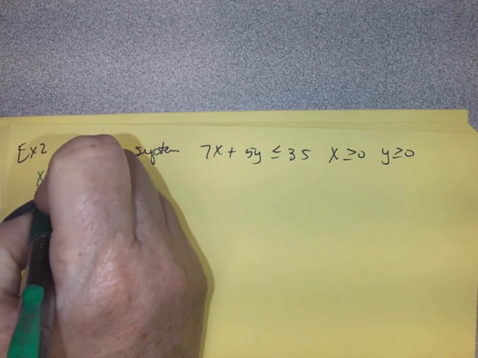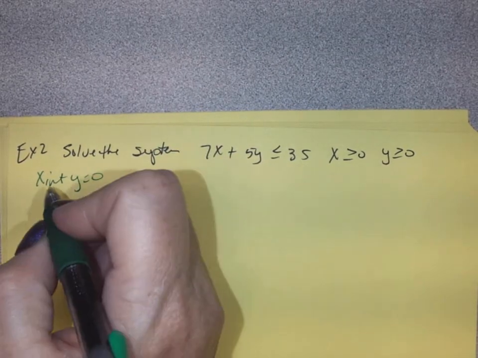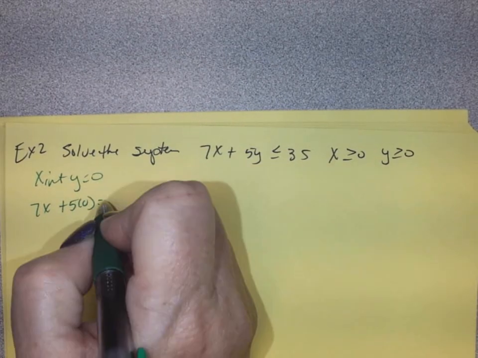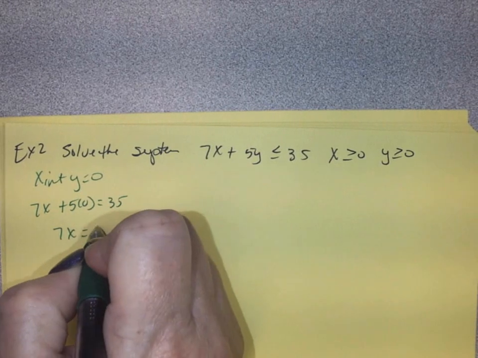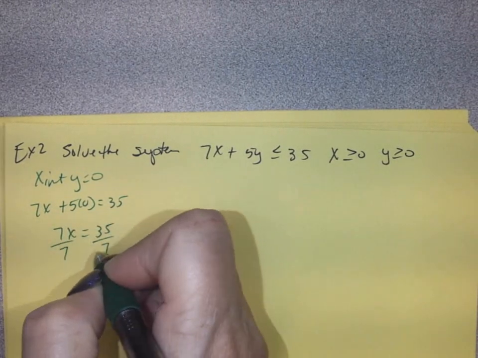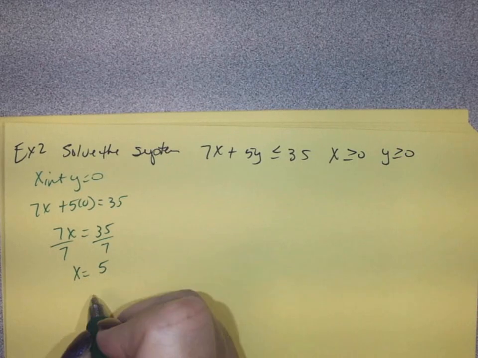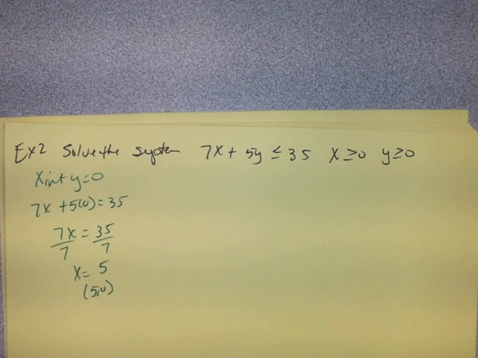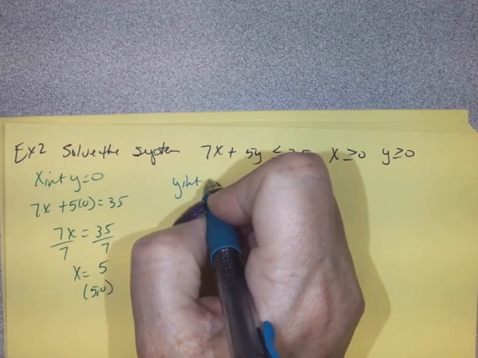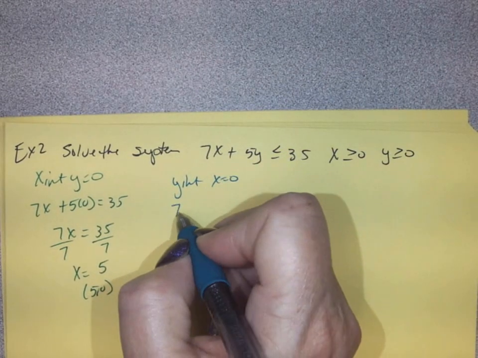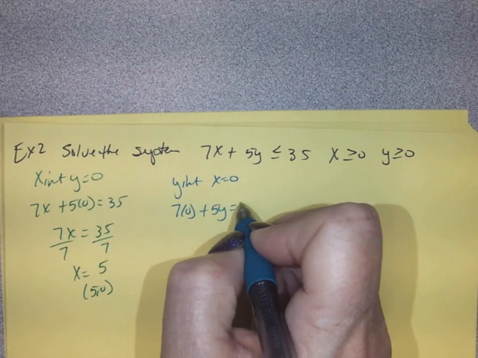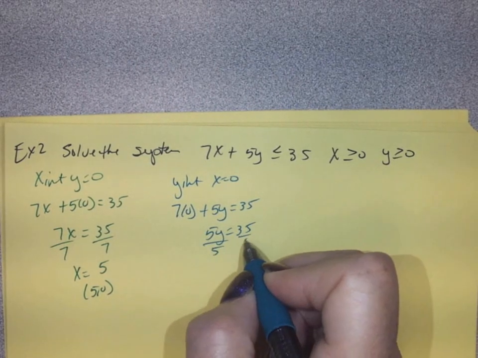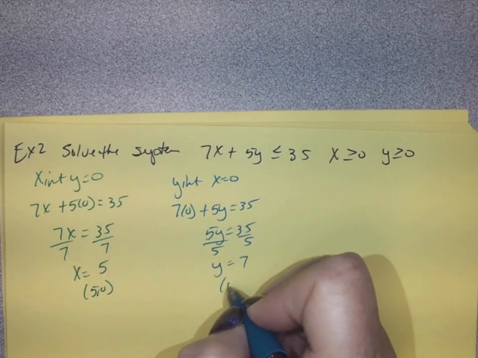All right, so for our x-intercept, of course, y equals 0. So we have 7x plus 5 times 0 equals 35. 7x equals 35. Divide by 7. x will be equal to 5. So we have 5, 0. For the y-intercept, we have x equal to 0. So 7 times 0 plus 5y equals 35. 5y equals 35. y equals 7. So 0, 7.